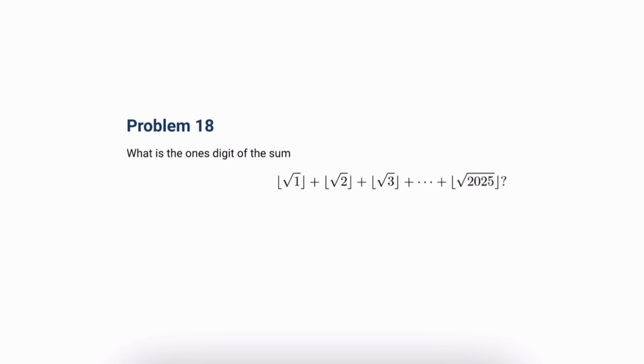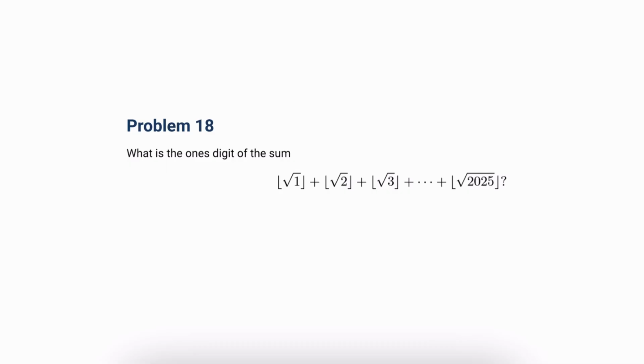Today we're looking at problem 18 from the 2025 AMC 10B competition, where we're trying to find the ones digit of this sum: the floor of the square root of 1 plus the floor of the square root of 2 plus the floor of the square root of 3 all the way to the floor of the square root of 2025.